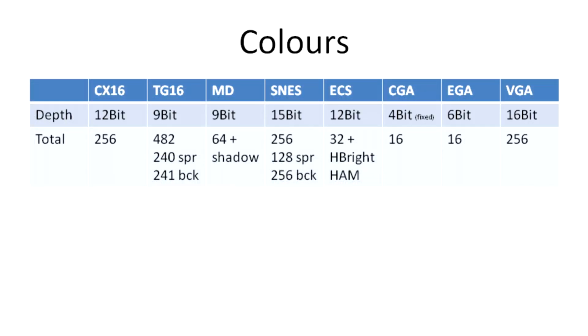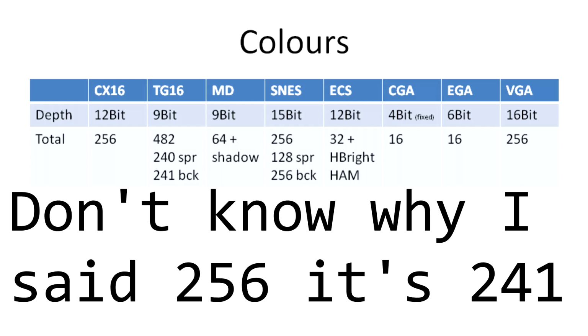Colors. The CX16 is 12 bits for a total of 256 colors. The TG16 and MegaDrive are 9 bits, and the TG16 supports 482 colors. It actually has 512 just on sprites. The color 0 is always transparent, so sprites get 240 colors and then backgrounds get 256 colors.